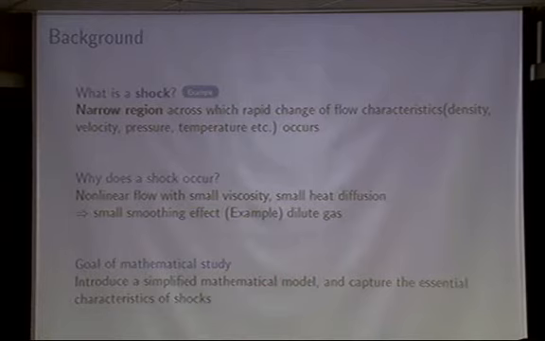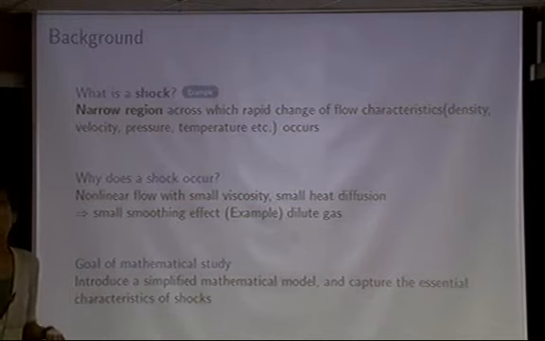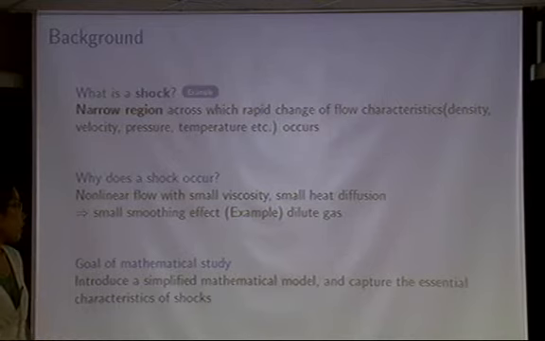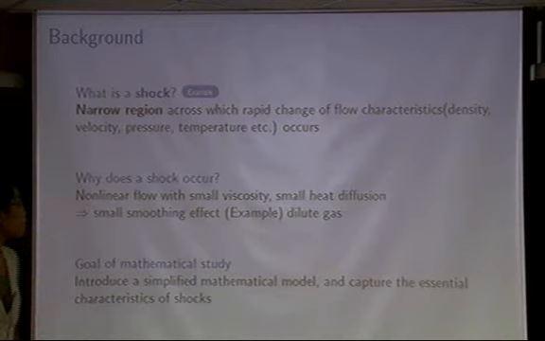But on the other hand, if we think in a different way, if the flow has a low viscosity and small heat diffusion, that will actually minimize the smoothing effect of a flow, so therefore we can observe a shock in nature. That means that in order to have a shock, the flow usually has a low density so that the heat diffusion or viscosity can be ignored. So one of the examples we study for a shock is a gas flow.